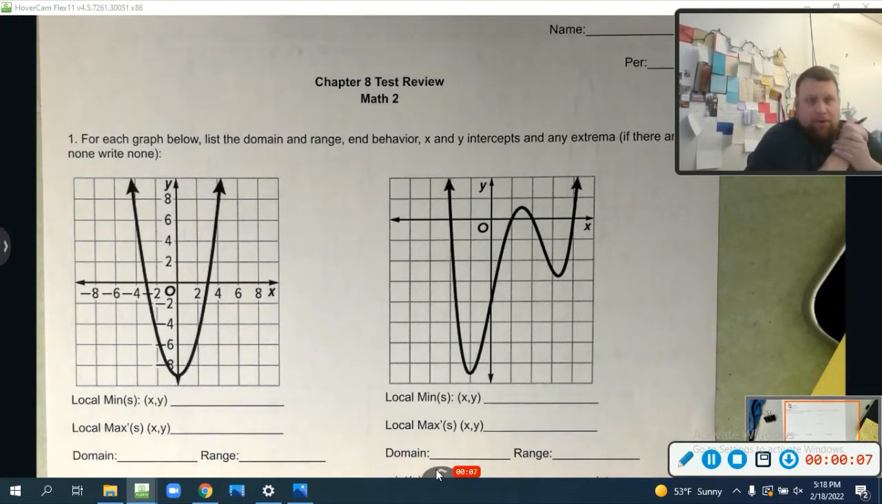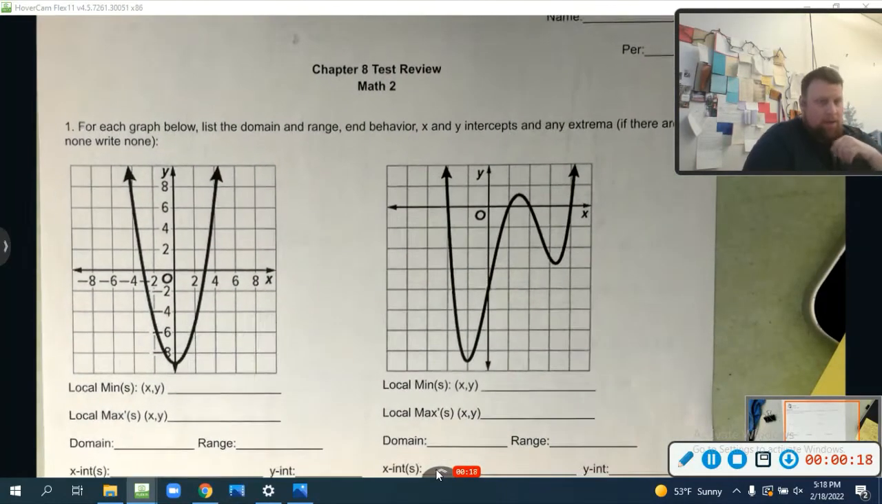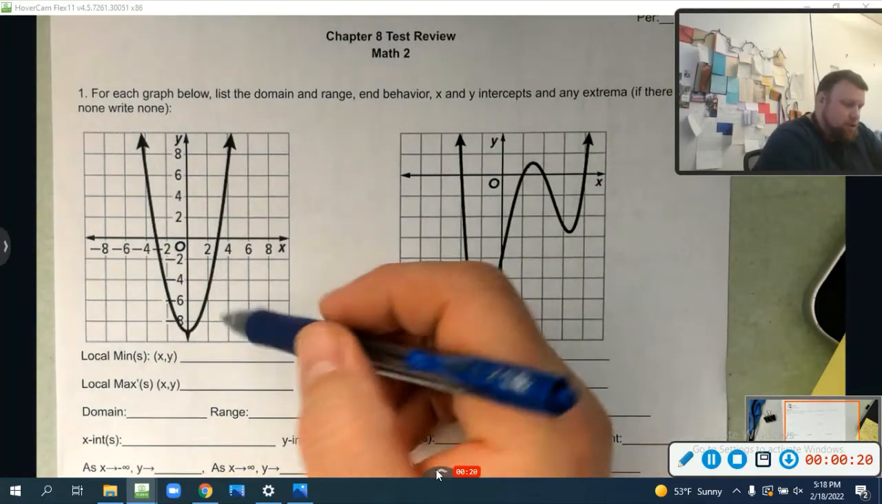Chapter 8 test review for Math 2. For each graph below, list the domain and range, end behavior, x and y intercepts, and any extrema. If there are none, write none. Okay, so let's look at this first one right here.